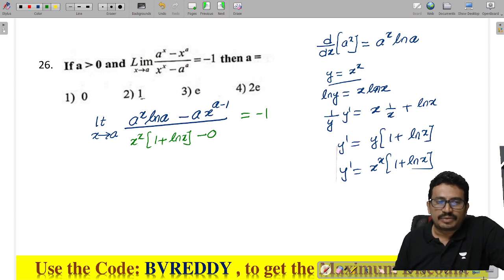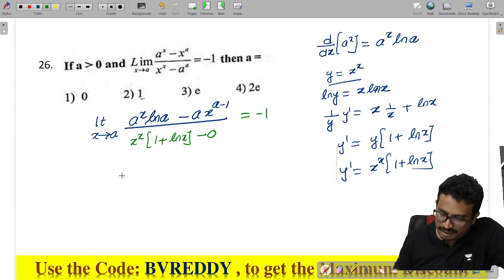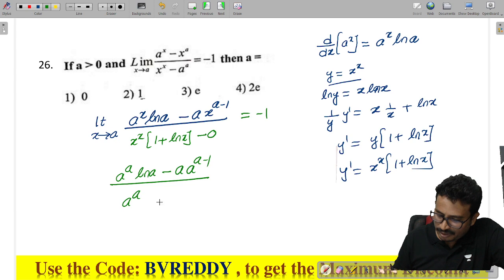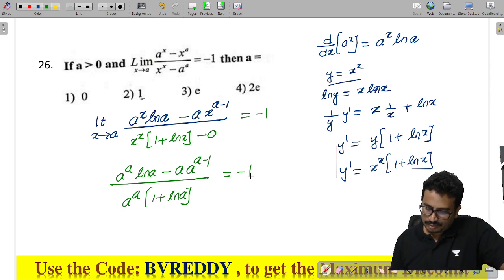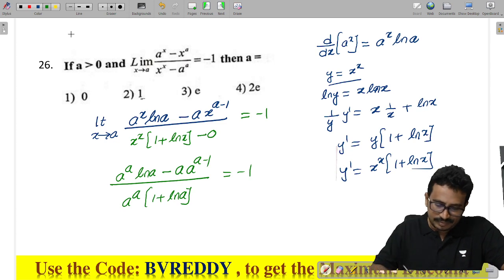Now if I substitute x tends to a, what will I get here? a power a into ln of a minus a into a power a minus 1, by a power a into 1 plus ln of a, which is equal to minus 1. So I can take a power a common, and it will get cancelled.